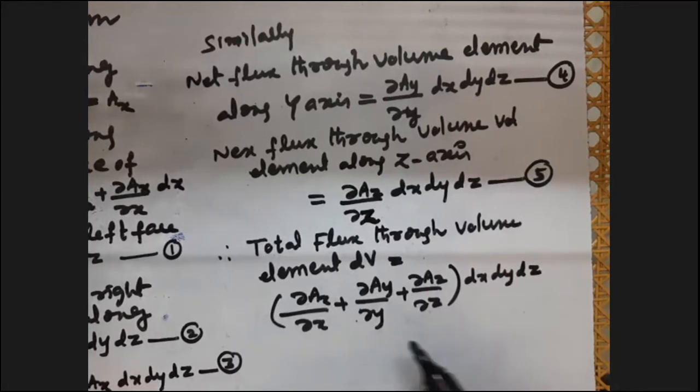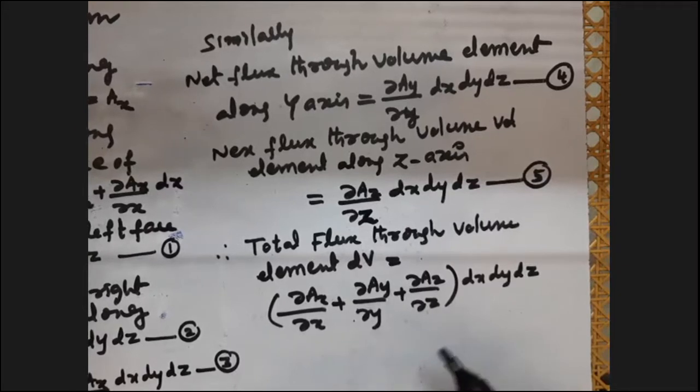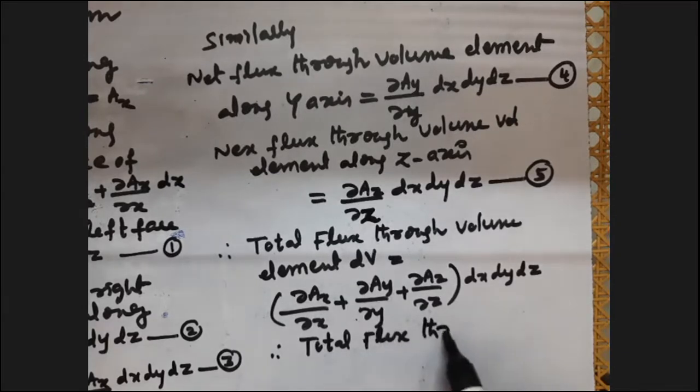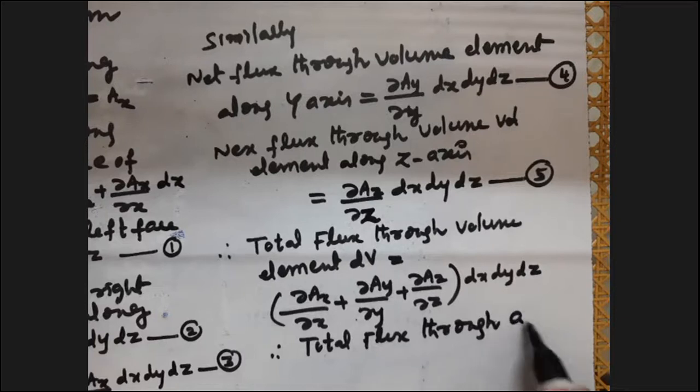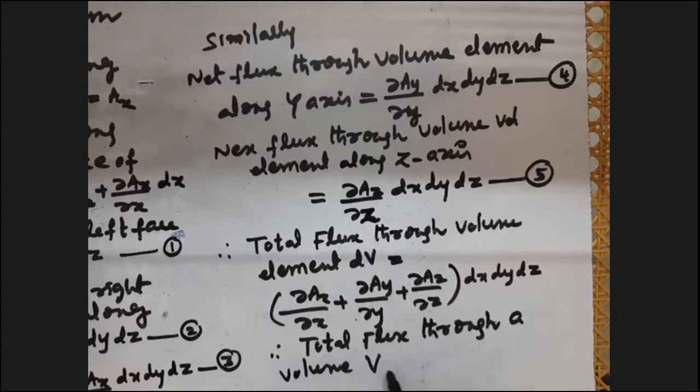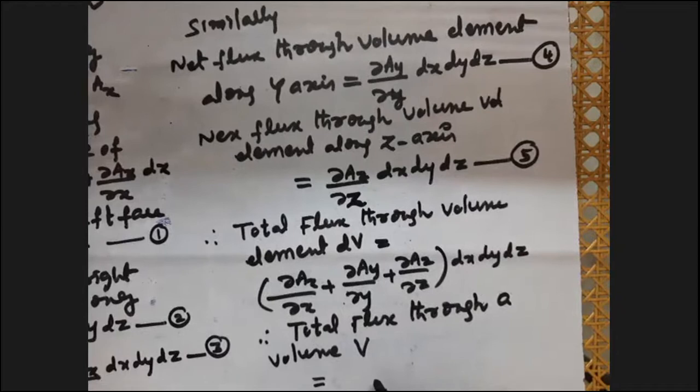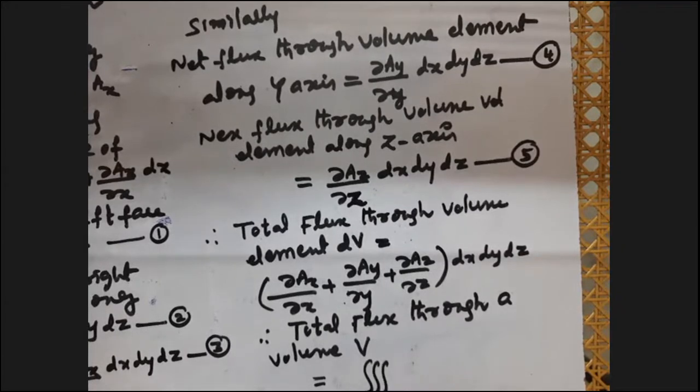But we consider a closed surface S, and that closed surface S is enclosing the volume V. Therefore, the total flux through the entire volume V, which is occupied by the closed surface S, is equal to, so what is that? The volume integral.